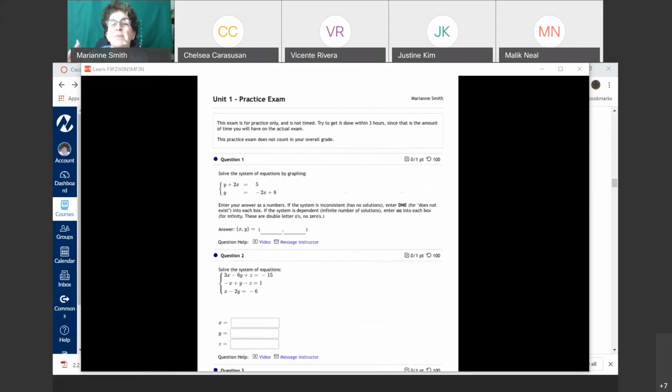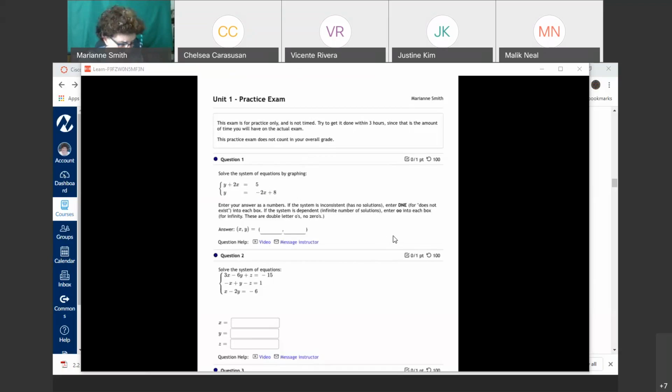Right. This test is for practice. It's not timed. Try to get it done in 3 hours, since that's the amount of time you'll have on the exam. You're going to get one shot at these, and the point is to show you what type of problems are on here. You are allowed to use any technology you choose. You can use Excel, you can use the TI-84, you can use Desmos, whatever works, Symbolab. You have to remember all the technology tips that I showed you. Now take a look.